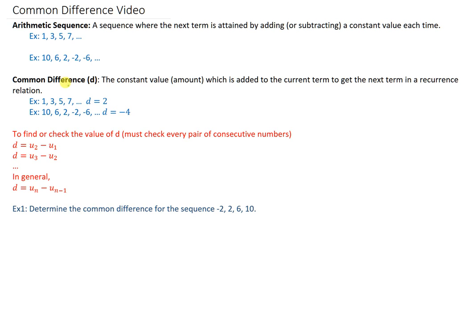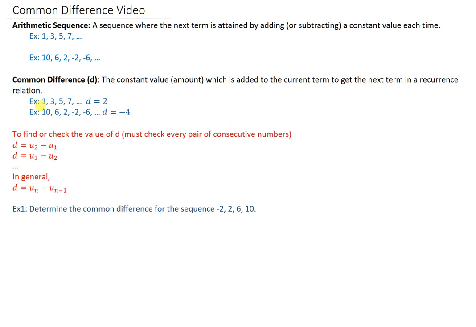Okay? Now, that value that I'm adding or subtracting each time is called the common difference, and we represent it with the lowercase letter d. This is the constant value which is added to the current term to get the next term in a recurrence relation. Now, I do just say adding here, so if we're subtracting, d will be negative. So in the examples I gave, d is 2, and here d is negative 4 because I'm adding negative 4, which is the same thing as subtracting 4 each time.